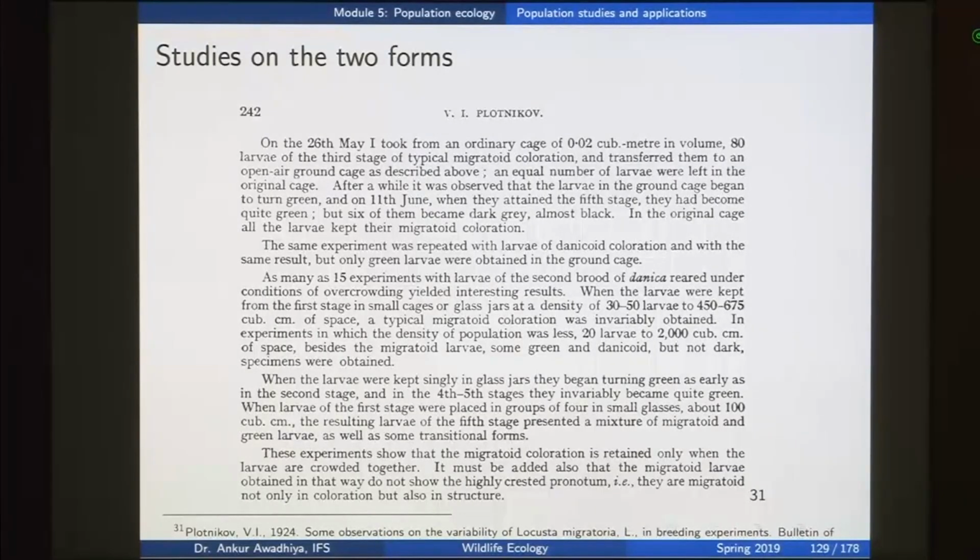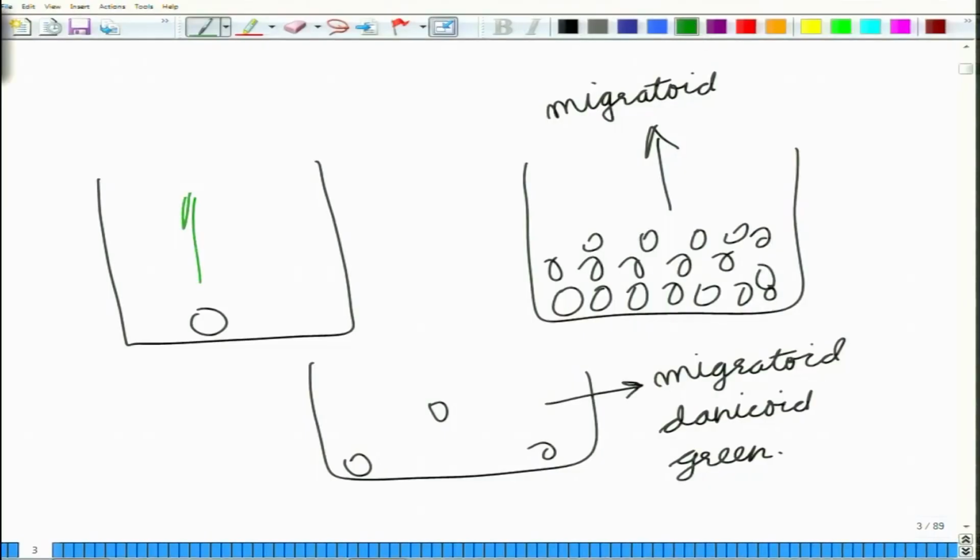Now, when the larvae were kept singly in glass jars, they began turning green as early as in the second stage, and in the 4th to 5th stages they invariably became quite green. When larvae in the first stage were placed in groups of 4 in small glasses of about 100 cubic centimeter, the resulting larvae of the 5th stage presented a mixture of migratoid and green larvae as well as some transitional forms. So, not only do you have these two varieties, here you get a third one. If you keep these larvae singly, you only get the green larvae.